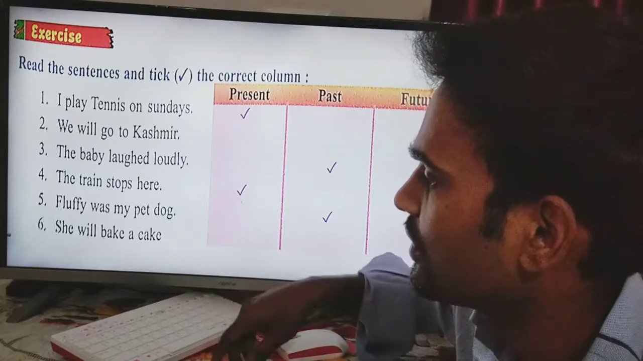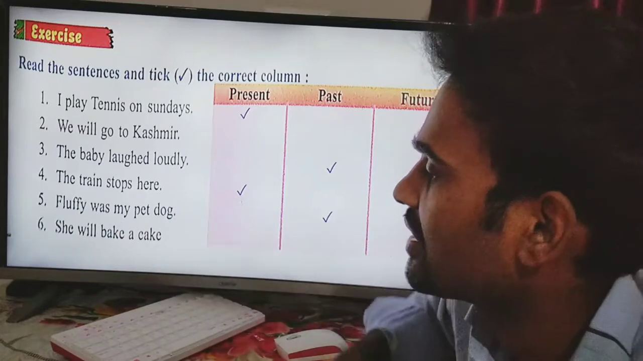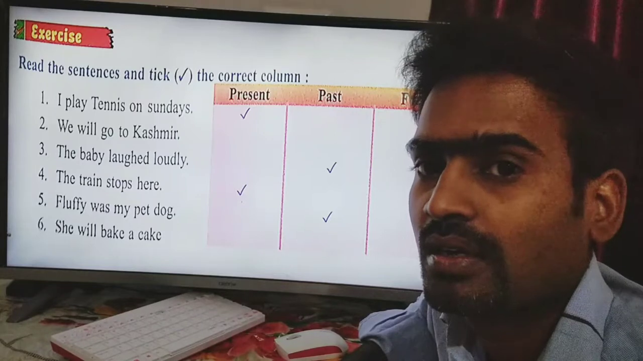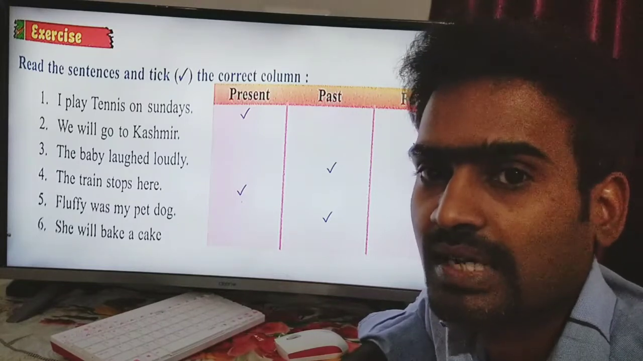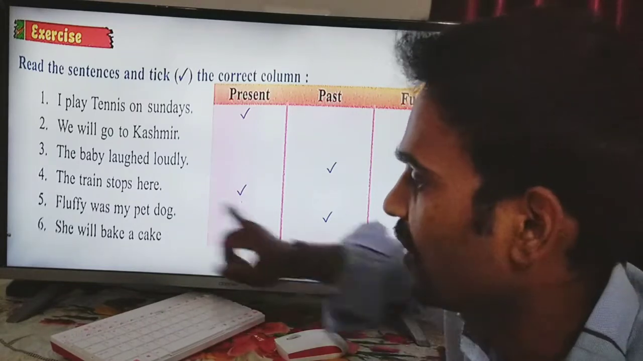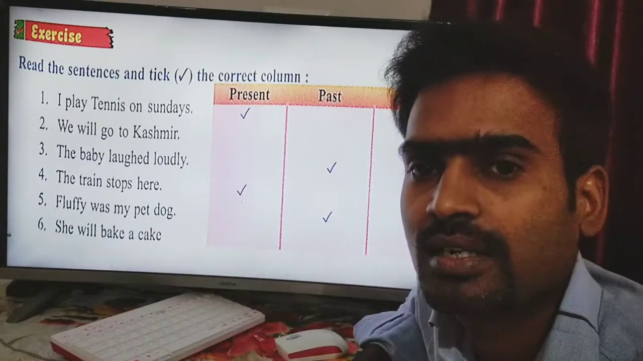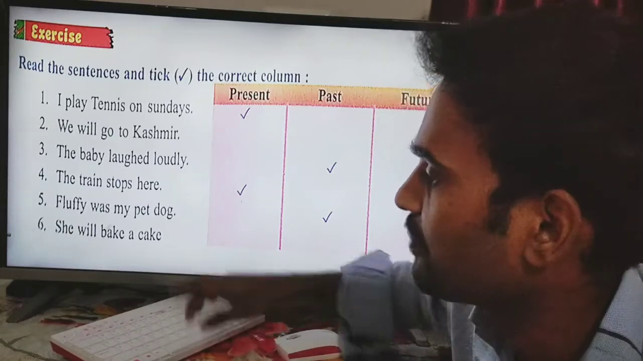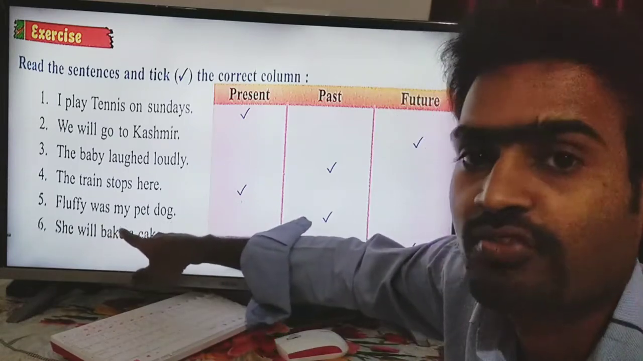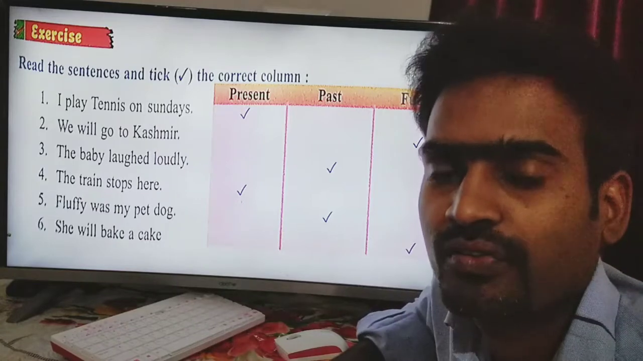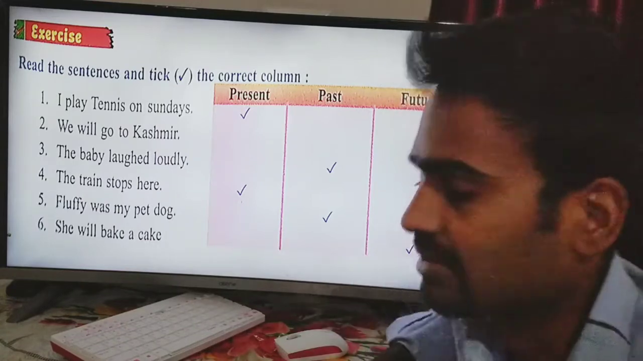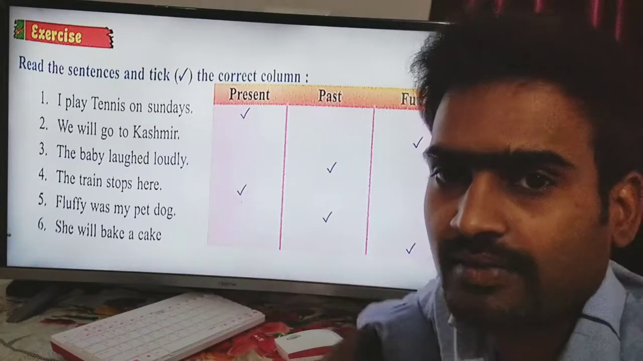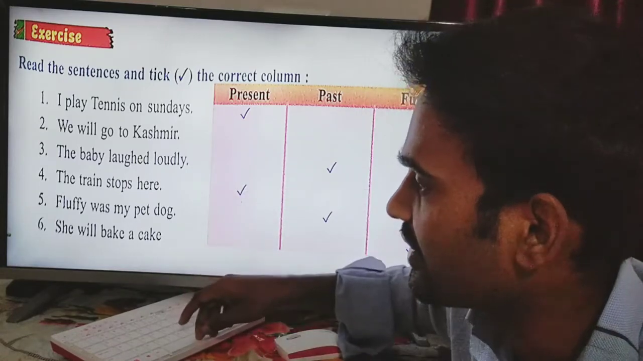Right? The next one, the sixth one, she will bake a cake. We have seen already one example like this. Will or shall. When will or shall comes, it is under which tense? Future tense. They are planning to bake a cake in future, not now. Future time, so it is future tense. So dear children, please learn it. Revise it once again. When the time comes, we will learn everything in detail.